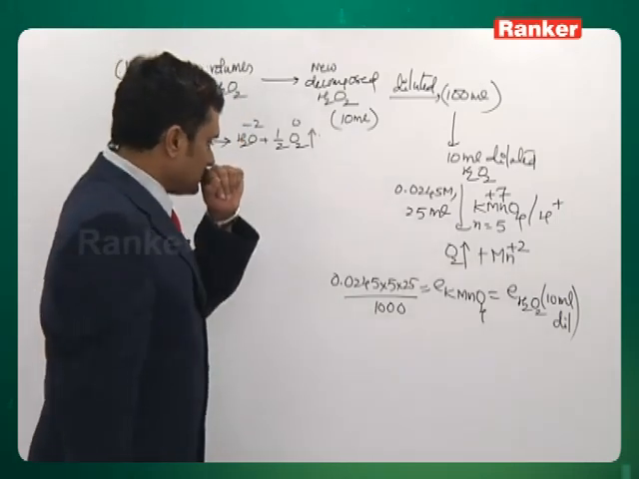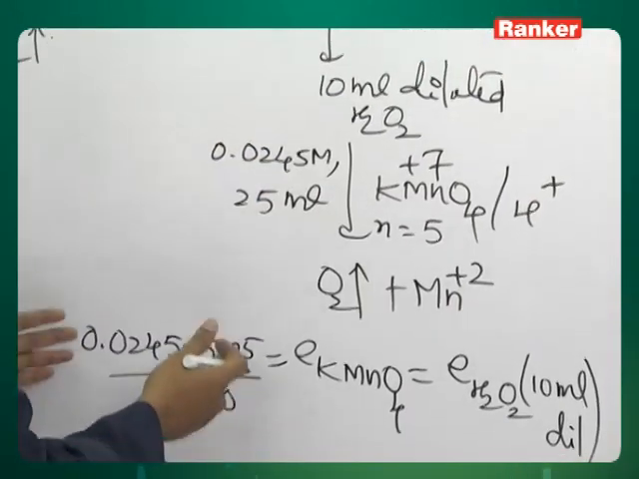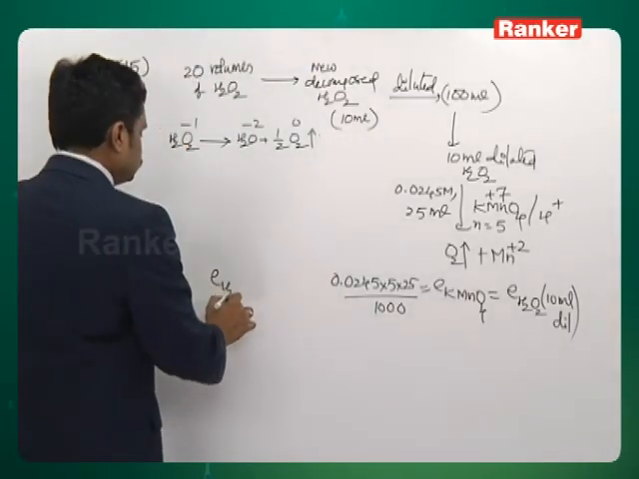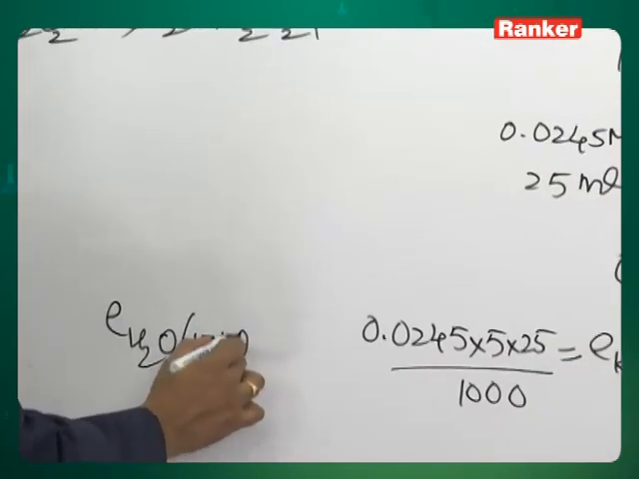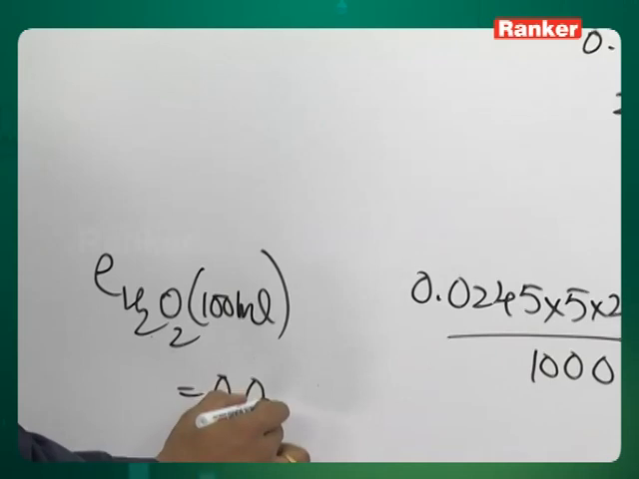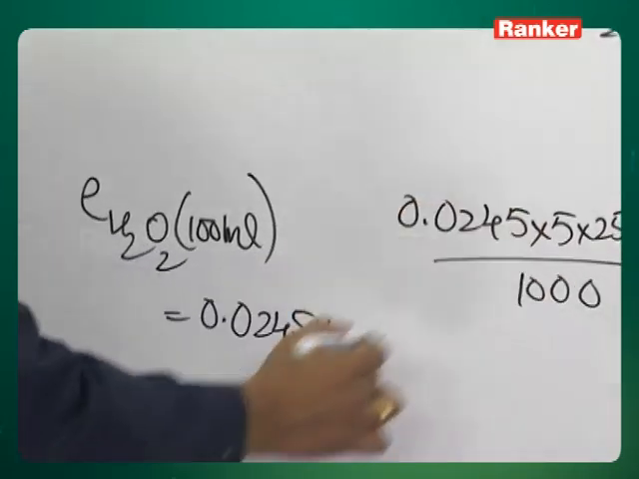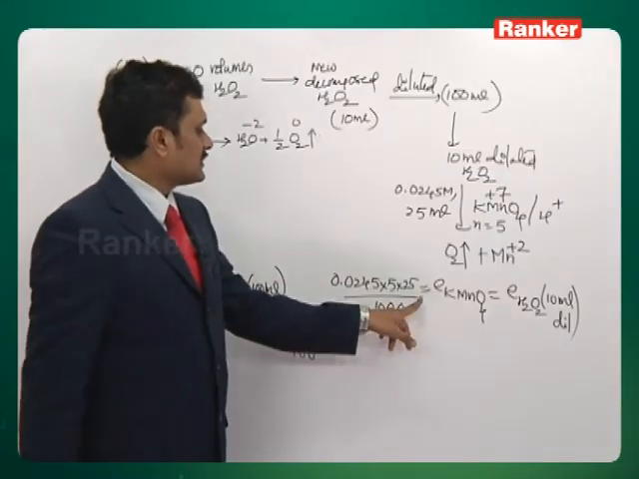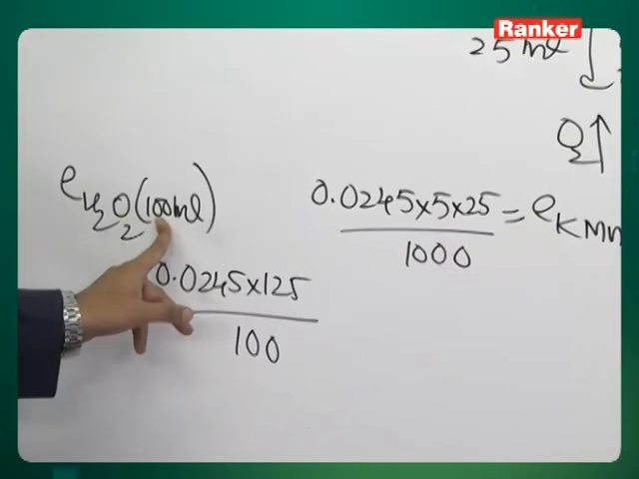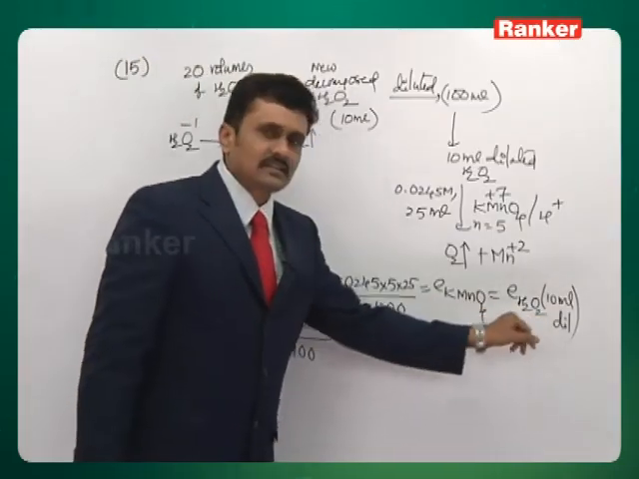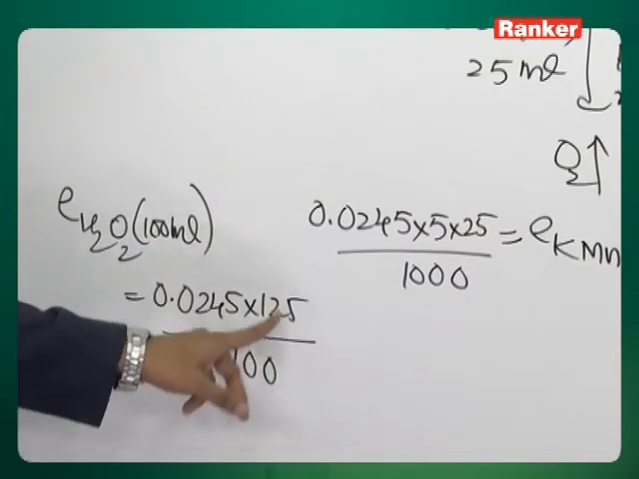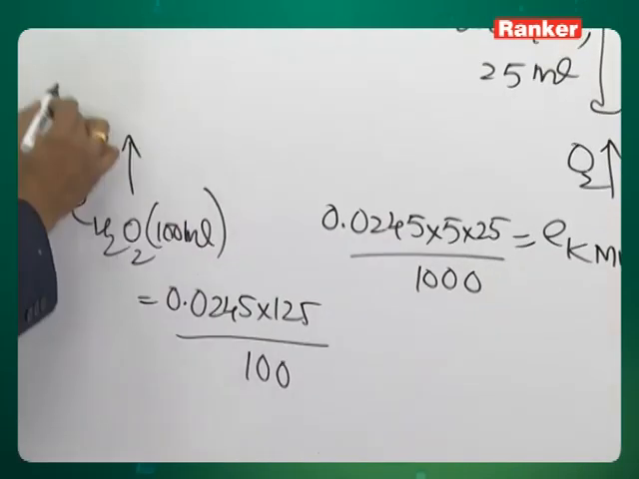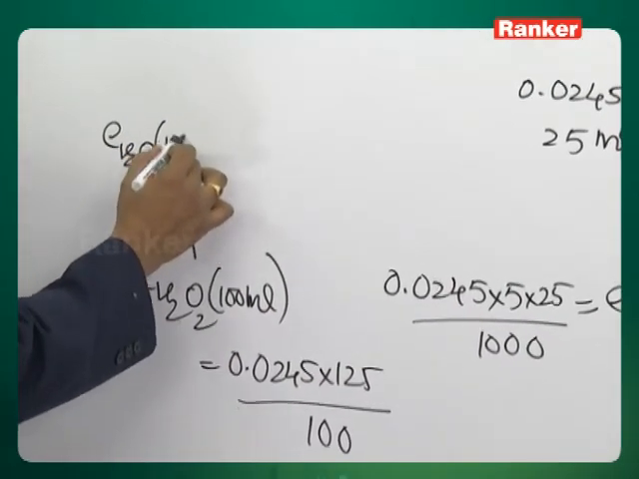Now we know that when the gram equivalents of H2O2 over here are this many, the gram equivalents of H2O2 in 100 ml will be 10 times of it. I am going to say 0.0245 into 125, simplifying this, divided by 100. I am multiplying this with 10 so that I can get the gram equivalents in 100 ml, because I know that these are in 10 ml. Hence, to find out in 100 ml, I am multiplying this with 10, where the 0 got cancelled and we got this information. Now we know that these are the gram equivalents of H2O2 which are present in 10 ml of original solution.